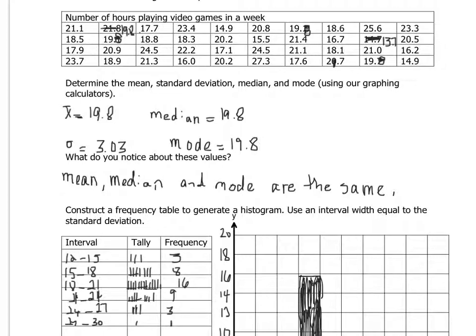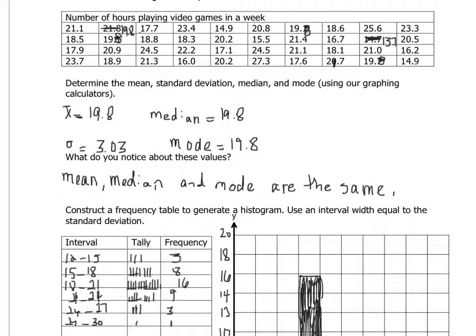I got the following information: the mean for this set of data is 19.8, the median is 19.8, and the mode is 19.8, and the standard deviation is approximately 3.03. So what you notice from this set of data is that the mean, median, and mode are all the same.